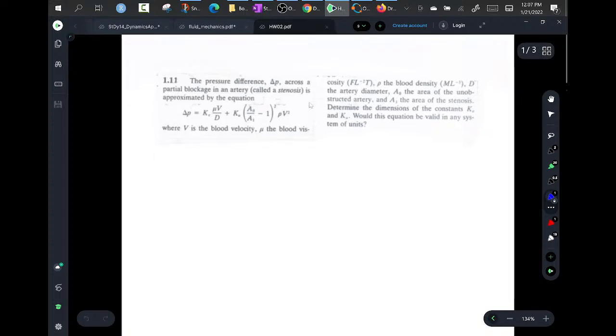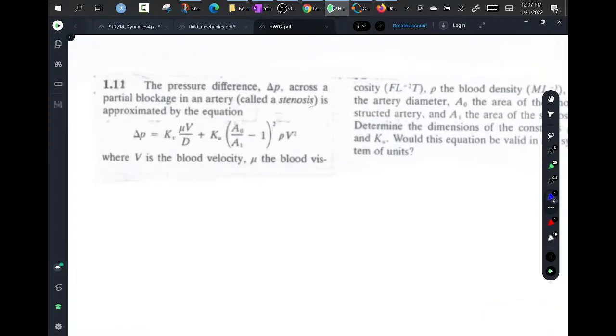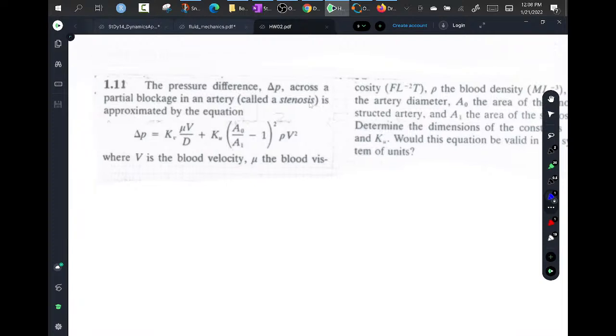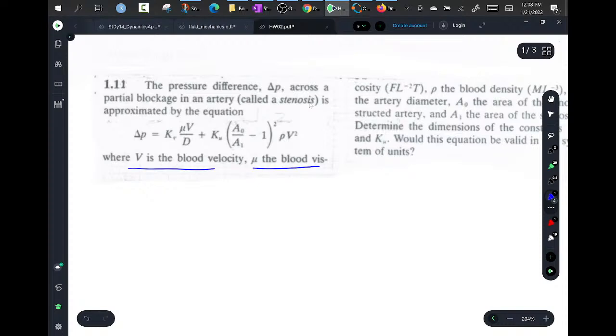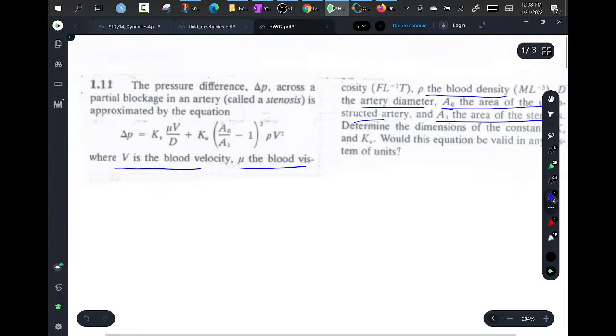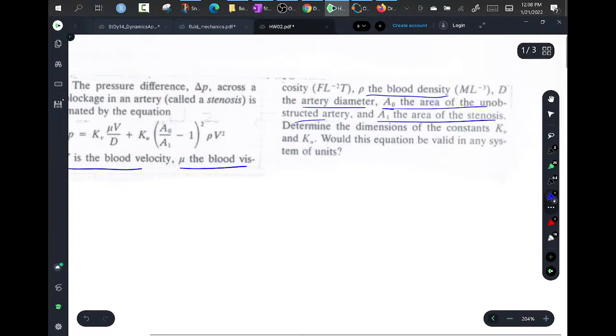So it says, and sorry for the quality of these. I just sort of snapped them and put them in here. It says the pressure difference across the partial blocked artery is approximated by this, where V is the blood velocity, this is the viscosity, this is the density, the diameter, the area, and area. Then he said, determine the dimensions of this constant and this constant.